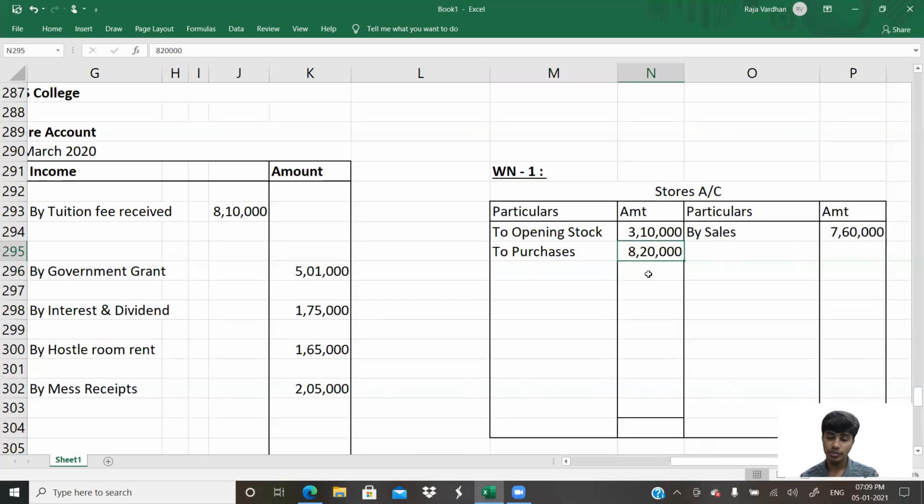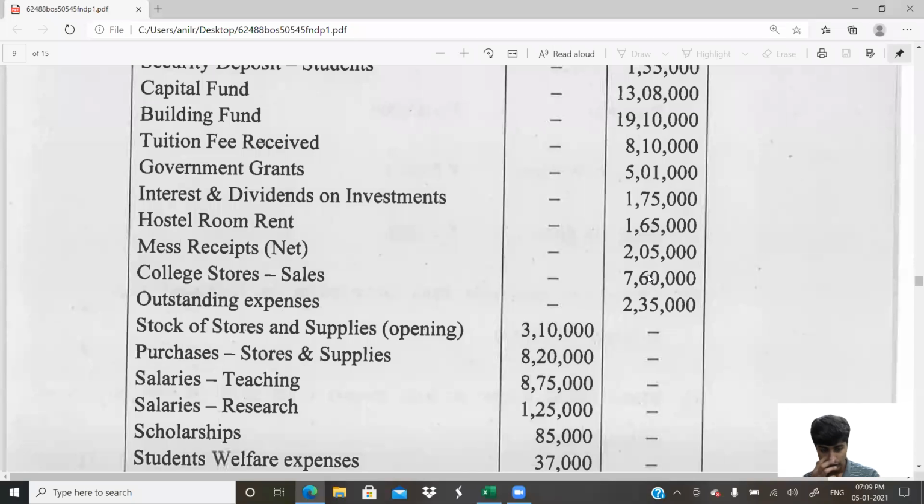Where else will this come? This will come in your receipts and payment account as payment. This purchase account debit to cash. In the cash account, credit side by purchase. That is something like the receipts and payment account in here.